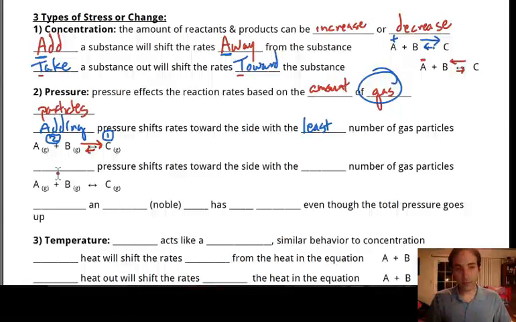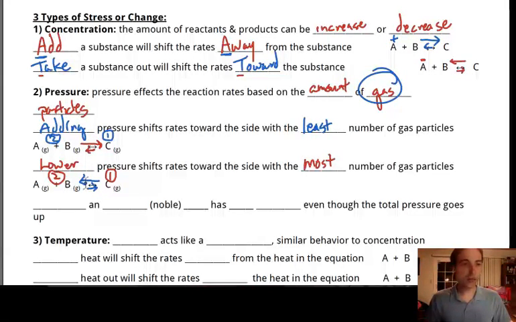Now, if we're to do the opposite, if we lower the pressure, or reduce, whatever word you want to use, it will shift the rates towards the side with the most number of gas particles. So we already said this side had two gas particles, this side has one. So if we lower the pressure, then we're going to get a shift that will increase the reverse rate, and the forward rate will go kind of sluggishly or slow.